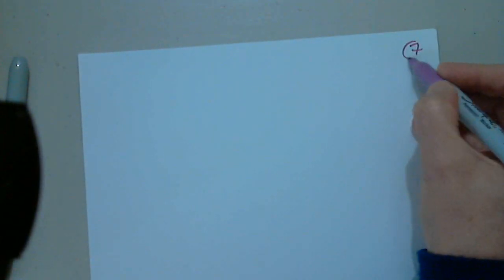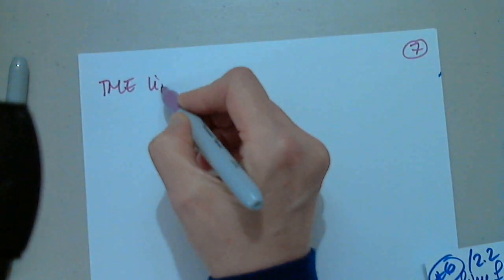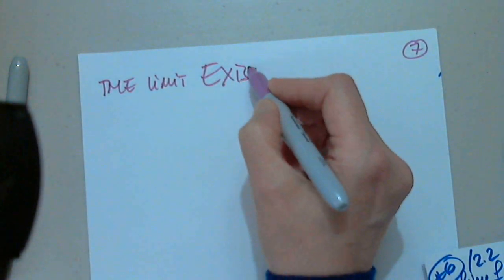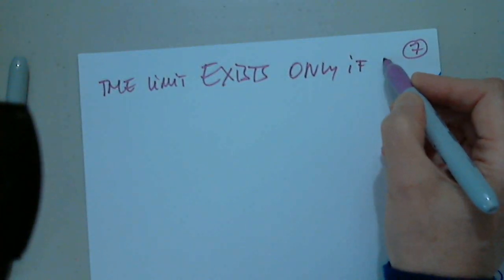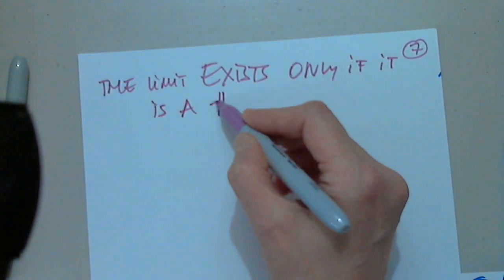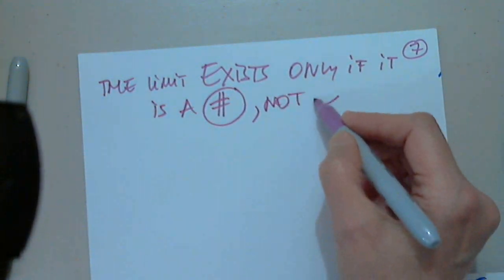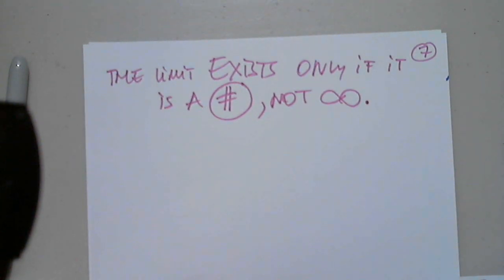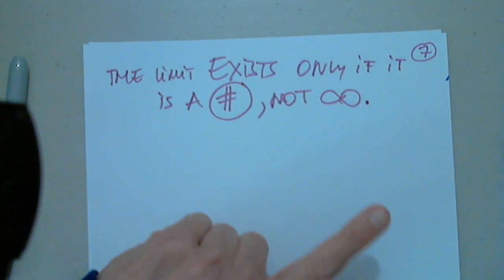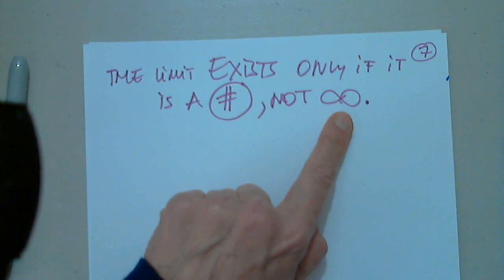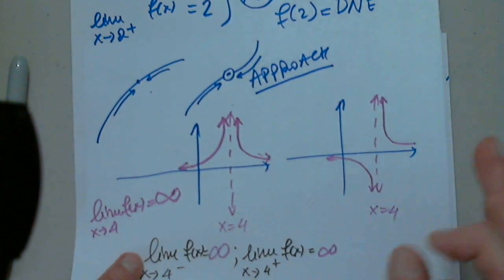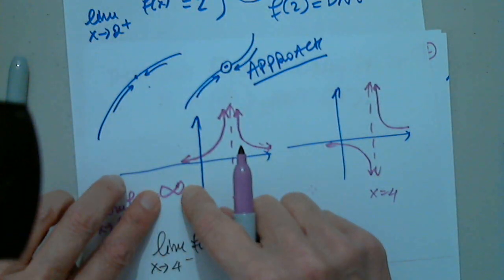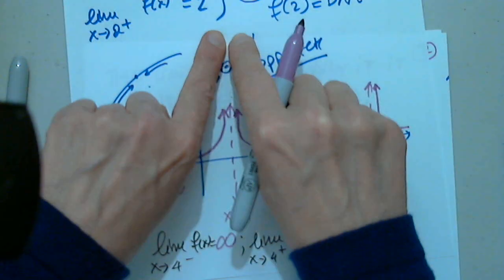So I'll come back to this in a moment. Allow me to write one thing here. The limit exists only if it is a number, not infinity. But in this situation, I have to write infinity, keeping in mind it still does not exist. It's not a number. Infinity is not a number. It's a symbol. So in the back of my mind, I know it does not exist, but I have to write infinity.